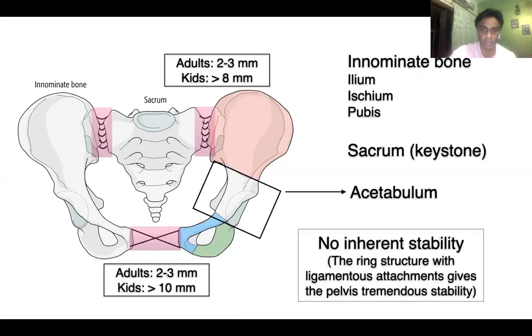The pelvic bones as such have no inherent stability. The stability of the pelvis comes from strong ligaments, especially on the posterior side. These articulations along with ligaments give the ring-like structure to the pelvis and resultant stability.